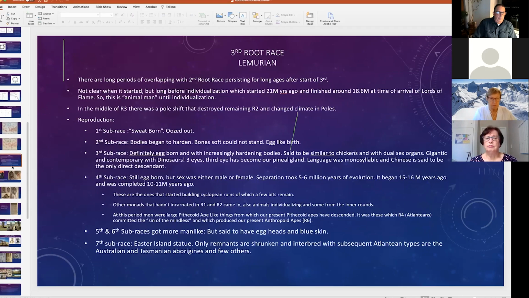And so that brings us to the third root race. And just reminding that there's these overlapping periods and that it's not clear when they started. In the middle of the third root race, there was a pole shift that destroyed anything that was remaining of the second root race. And it also caused a massive climate change. And so in the third root race, it gets really weird.